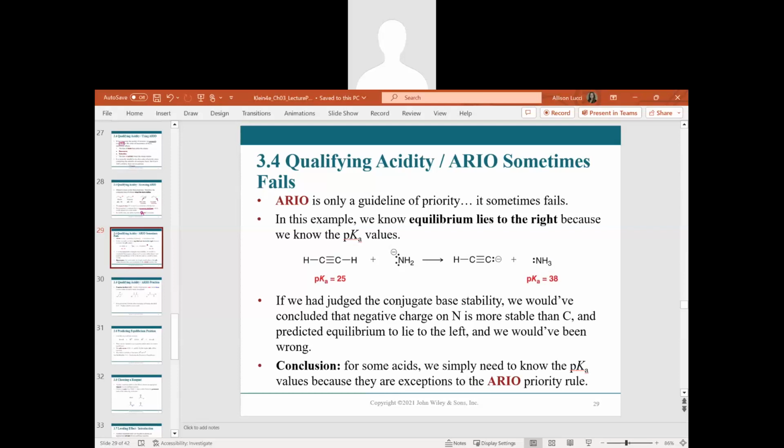So what we see here is that the equilibrium would lie to the left based on our stability of charge. We would think that nitrogen will be able to hold that charge, that -1 formal charge, better than carbon, but we would be wrong. So this is actually based on pKa values, the stronger acid. Our ammonia here is a weaker acid, so we actually find the equilibrium will lie in this direction, towards the right. So sometimes you just need to know pKa values to make the correct assessment.